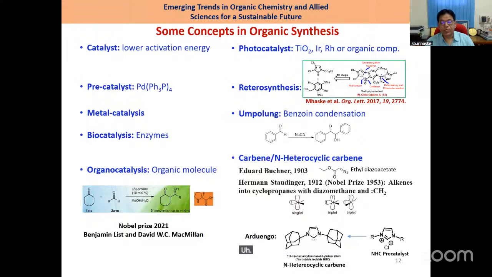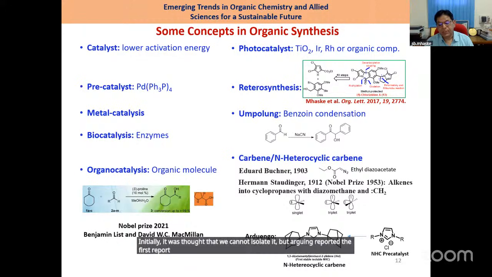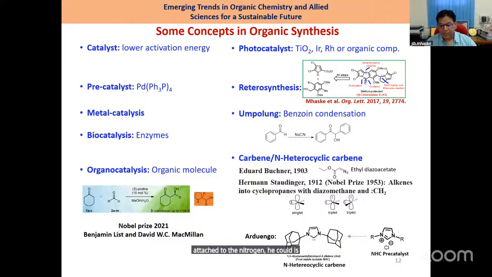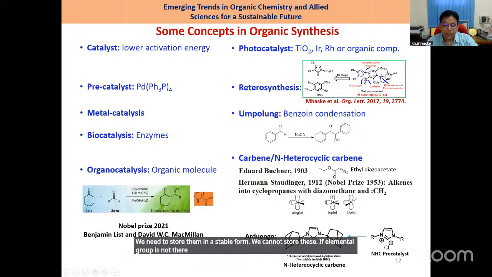Initially, it was thought that we cannot isolate it, but Arduengo reported the first report where, with the adamantyl ring attached to the nitrogen, he could isolate the stable carbene. And to use these carbenes in synthetic transformations, we need to store them in a stable form. We cannot store this. If the adamantyl group is not there, this carbene will not be stable.